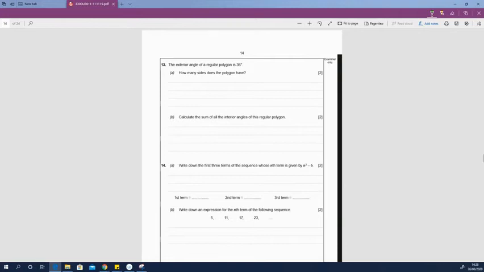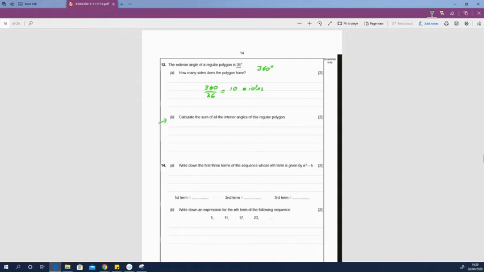Question 13 asks us to work out the exterior angle of a polygon. Well, it tells us that the exterior angle of a polygon is 36. So how many sides does the polygon have? You need to remember that the exterior angles of any polygon add up to 360 degrees. So how many sides does it have? If we take our 360 degrees, divide it by 36, we get the answer of 10. So this polygon has 10 sides.